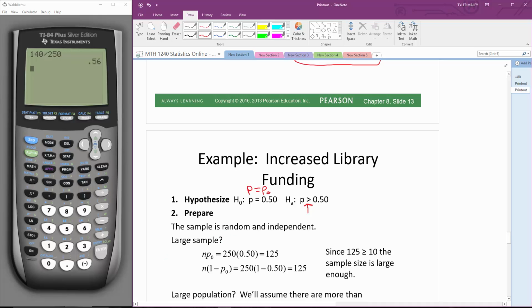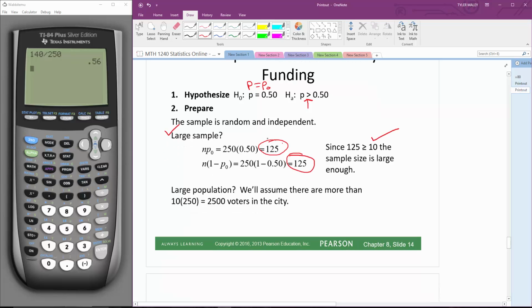So we need to check the sample size. Is it big enough? So if I take n times p naught, we had 250 respondents, and p naught is 0.5. We get 125. So we would expect 125 successes, and we would expect 125 failures. Since both of these are the same number and they're bigger than 10, that means my sample size is big enough. So remember, we want at least 10 successes and 10 failures to be expected.